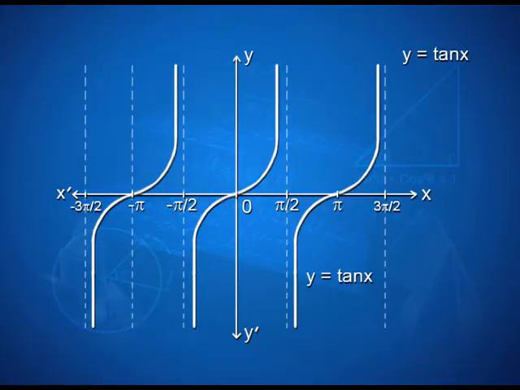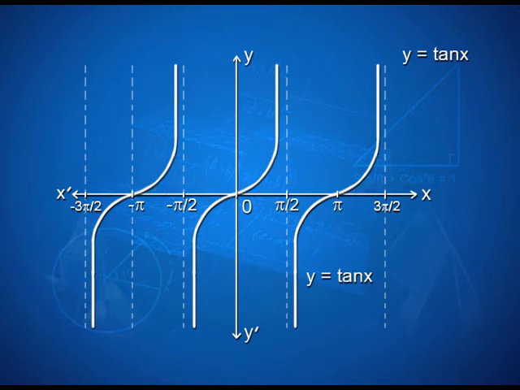Let us see how the graph of the function y is equal to tan x looks like. X dash O X is the x axis, Y O Y dash is the y axis, and we can see that the graph is increasing from 0 to pi by 2, but it is not touching the line pi by 2. We have in a similar manner between pi by 2 and pi, pi and 3 pi by 2.